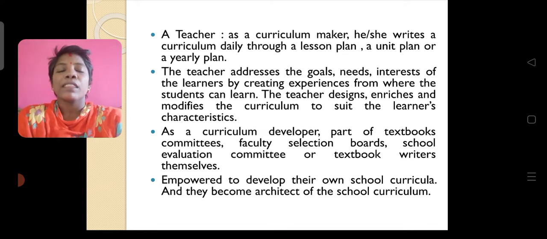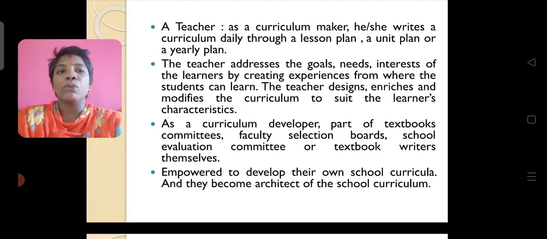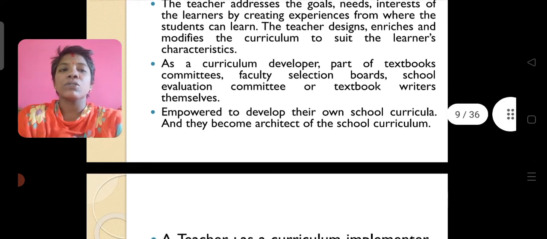A curriculum developer may be part of textbook committees, faculty, selection boards, school evaluation committees, or textbook writers themselves. Empowered to develop their own school curricula, they become the architects of the school curriculum.